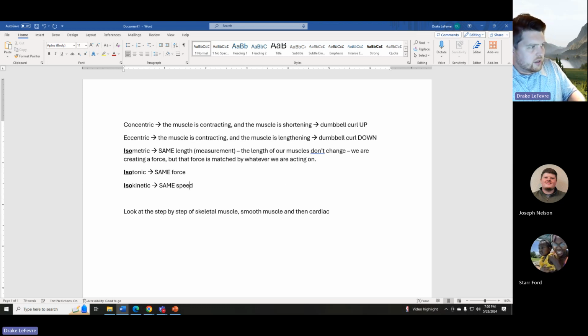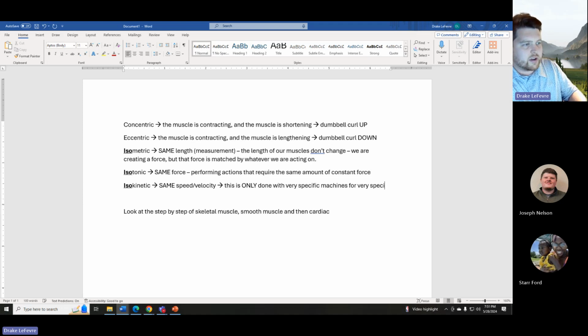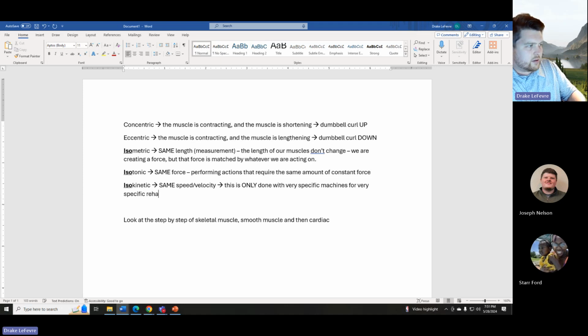Isokinetic, meaning same speed. Isokinetic refers to same speed or velocity. This is only done with very specific machines for very specific rehab.